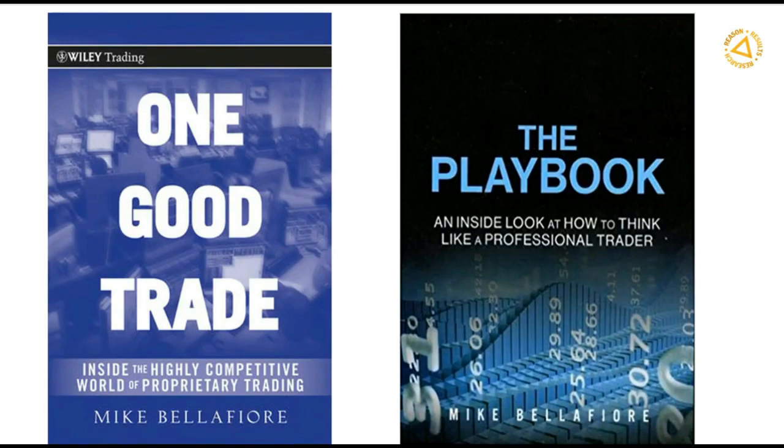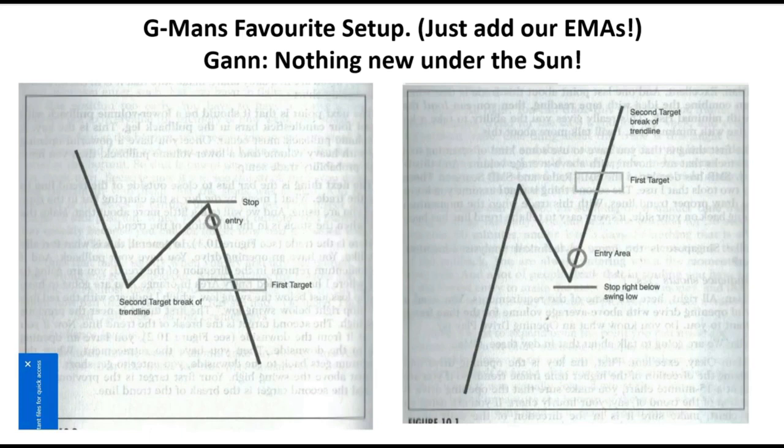He owns, or he's the main partner in SMB Capital, which is a prop trading firm out of New York. And in his book, an excellent book written some 8 or 9 years ago now, One Good Trade, but then he's got the playbook. And in the playbook, he talks about one of his traders, called G-Man. And this is G-Man's favorite setup.